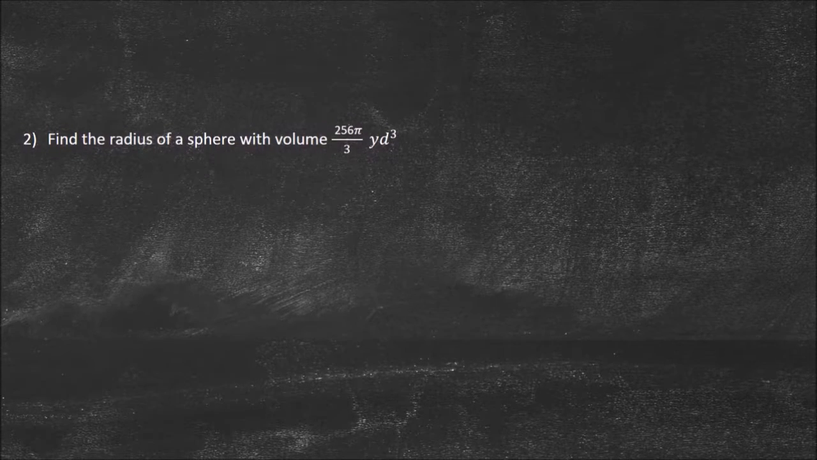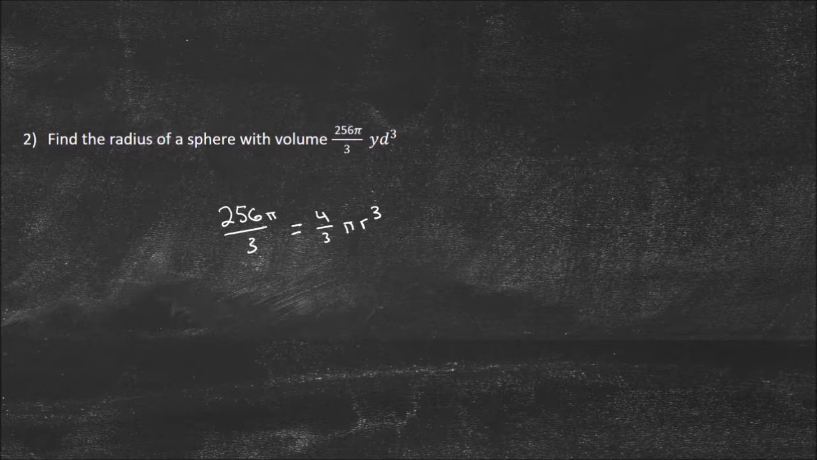So now find the radius of a sphere with volume 256 pi divided by 3 yards cubed. Okay, so I'm going to plug 256 pi over 3 into my formula, V equals 4/3 pi r cubed. Now our job is to get r by itself. First step, I'm going to multiply both sides by 3 to get rid of that denominator, and that's going to cancel out too, so that's nice. So I'm left with 256 pi equals 4 pi r cubed.